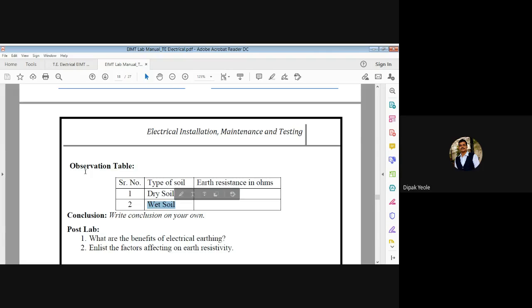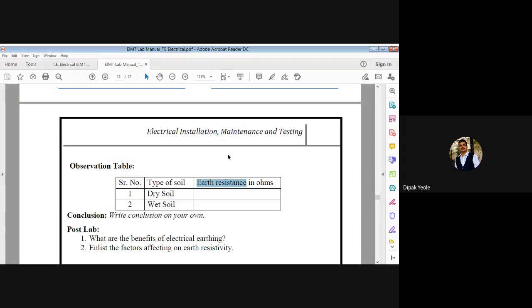Why are we interested? Because we need to observe the values for different soil conditions. In a substation, in the summer season, dry soil is available, so we should measure the earth resistance. But in the rainy or winter season, there is moisture available in that particular earth. Then also we have to measure the earth resistance. Because if you keep your earth resistance as minimum as possible, then and only then is the leakage current or overcurrent, or the discharge, able to pass inside the earth.